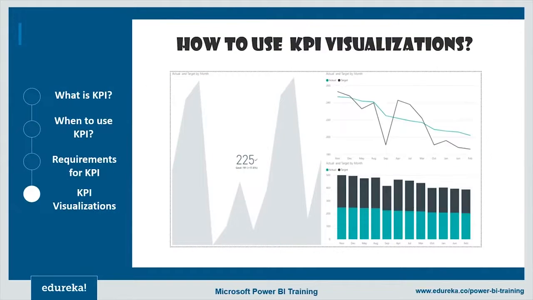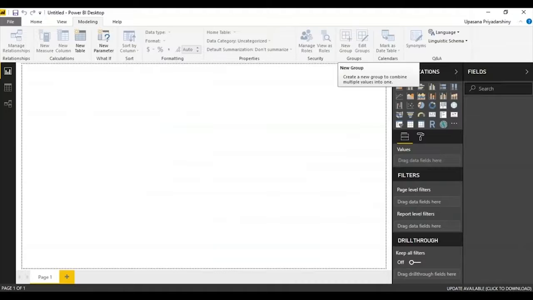So this is the next segment. I'm sure most of you were waiting for this till now. So how would you use your KPI visualization? For that, we need to open our Power BI Desktop. So we'll be creating a KPI that measures the progress we've made towards a certain goal.